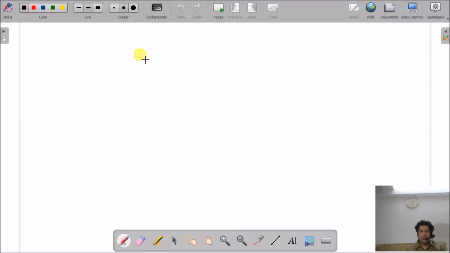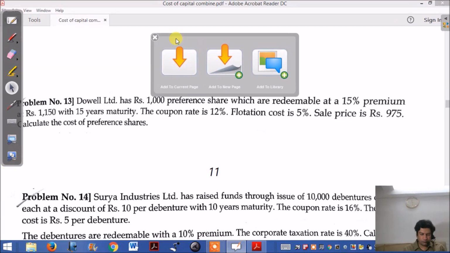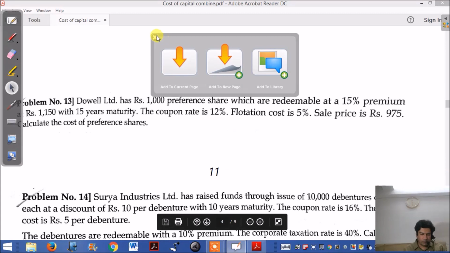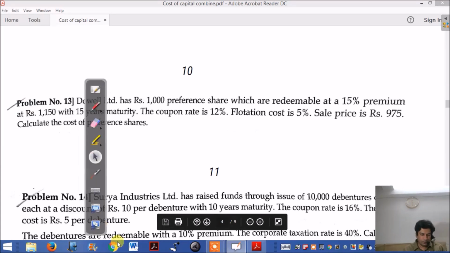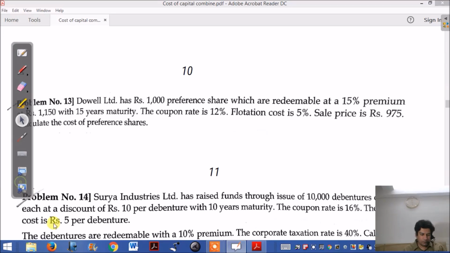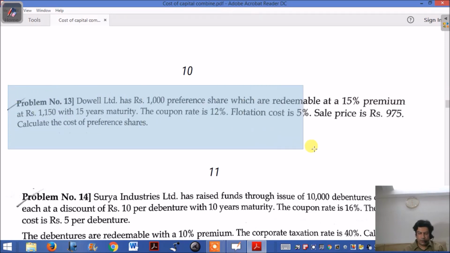Today, day 4. So right now we will be starting with our day 4 explanation. So let's start. So I will be taking this sum.